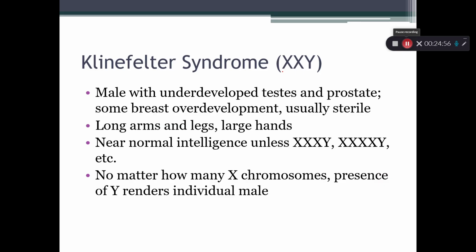Klinefelter syndrome is where you have XX and a Y. So you have three. This is like trisomy. Male with underdeveloped testes and prostate. These individuals may have female and male sex organs, longer arms, longer legs, and near normal intelligence. No matter how many X chromosomes are present, if you have a Y, we consider it a male.